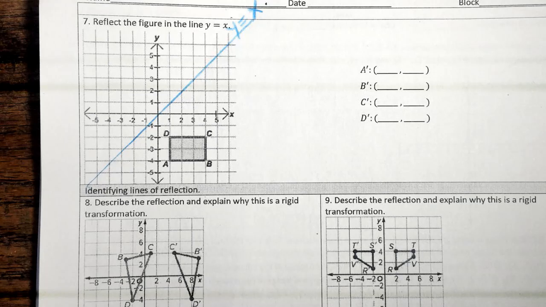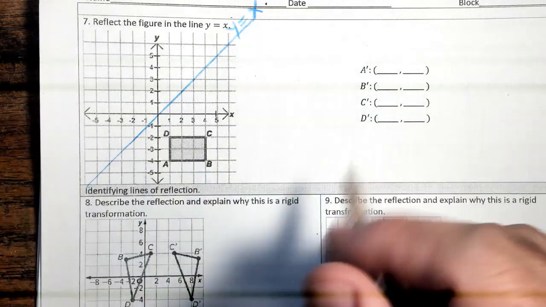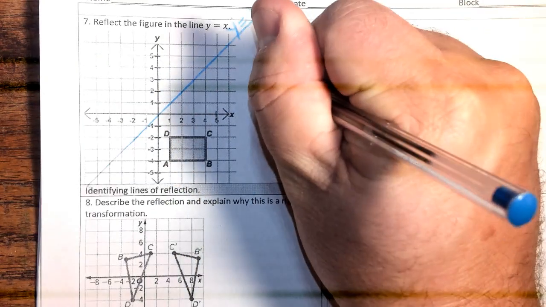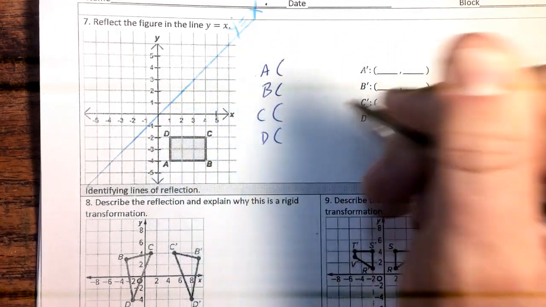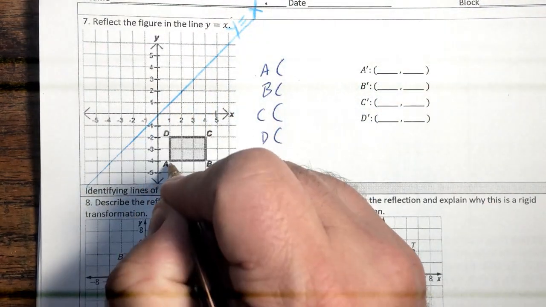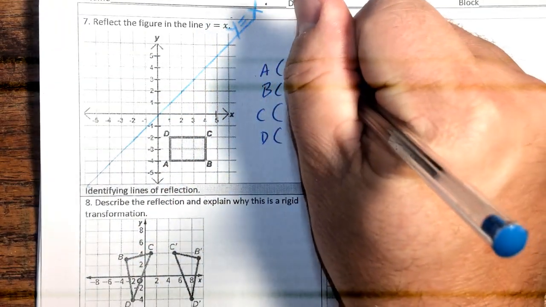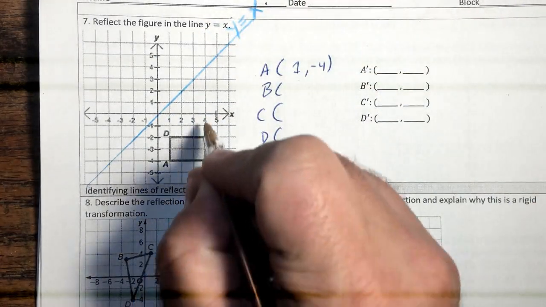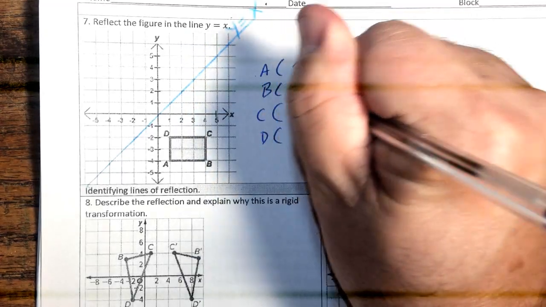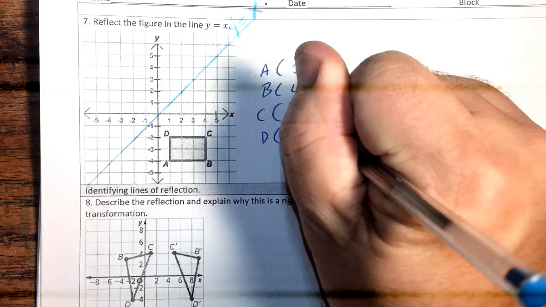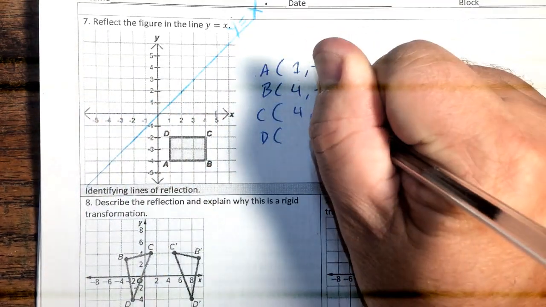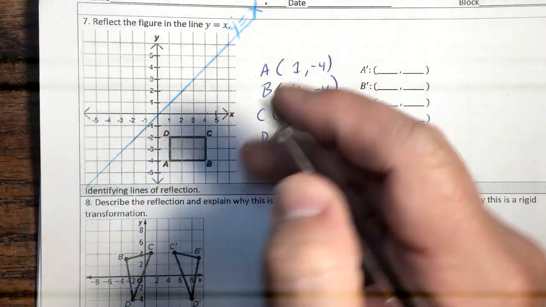Number 7, reflect the figure in line Y = X. So first thing I'm going to do, I'm going to get my coordinates. A, B, C, D. So A is (1, -4). B is (4, -4). C is (4, -2). And D is (1, -2).